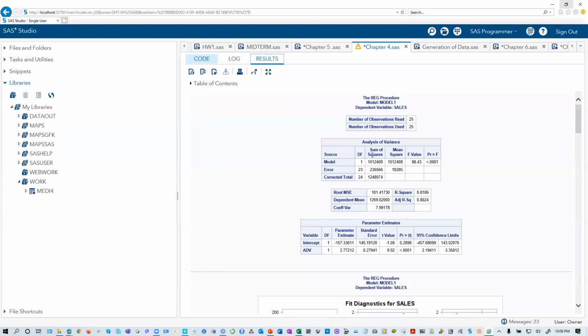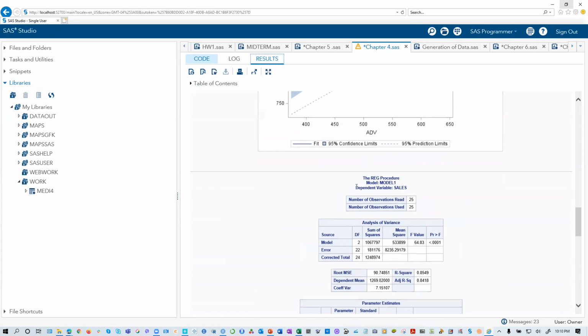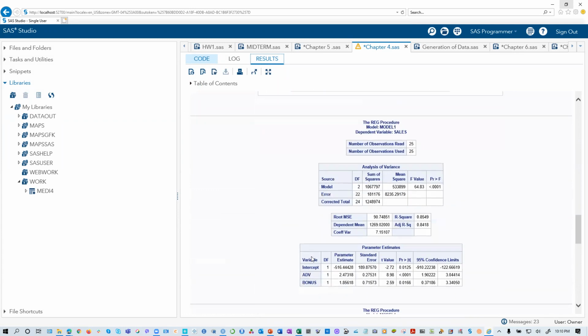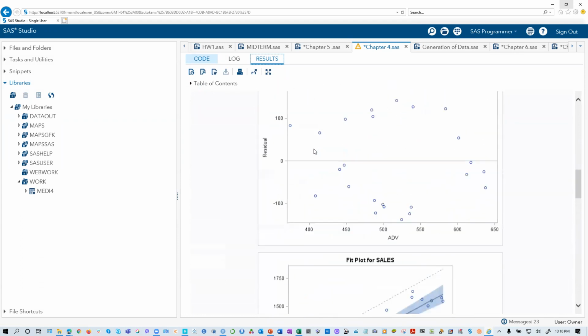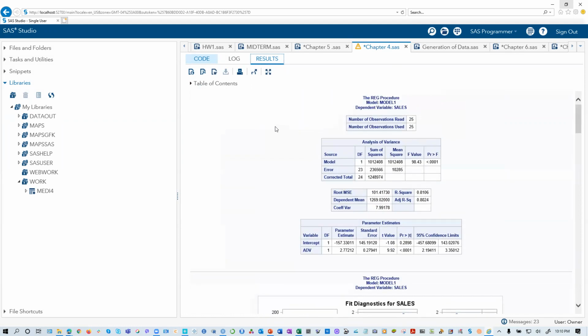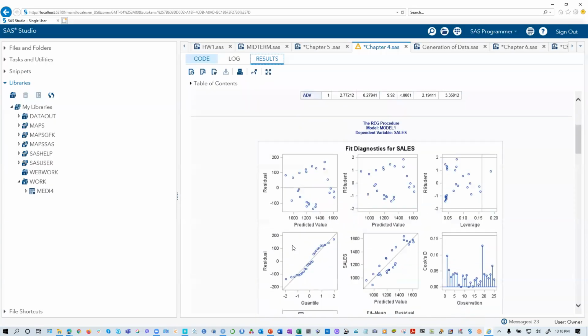Let's go to the advertising. Sales being explained by model one, and sales being explained by advertising and bonus. This is the ANOVA table when you have two variables, and this is when you have one variable. According to this formula, you need the SSR for both. SSR for both is the second one.